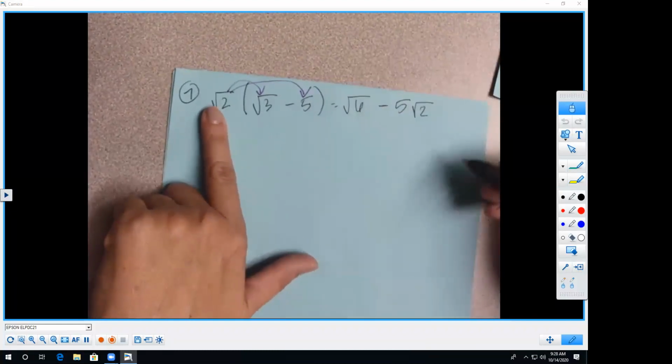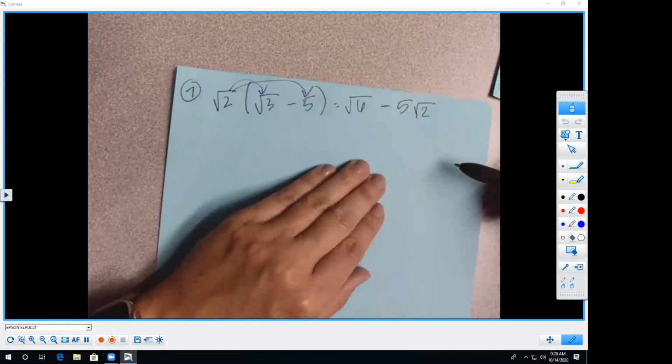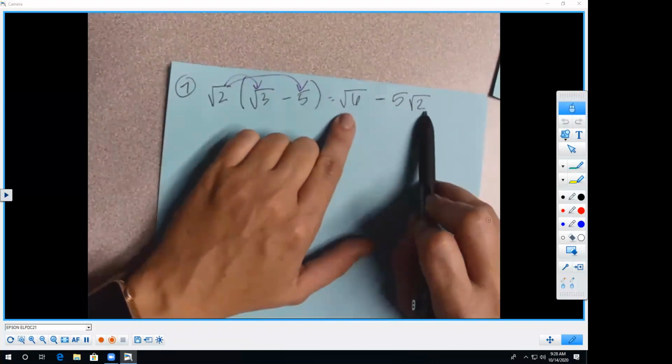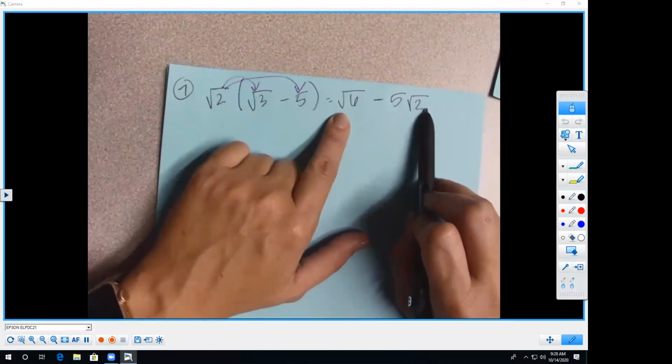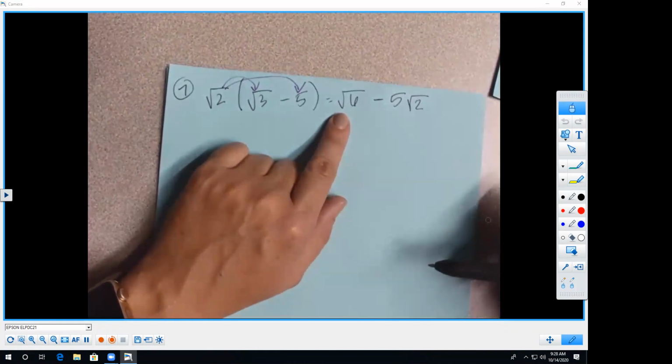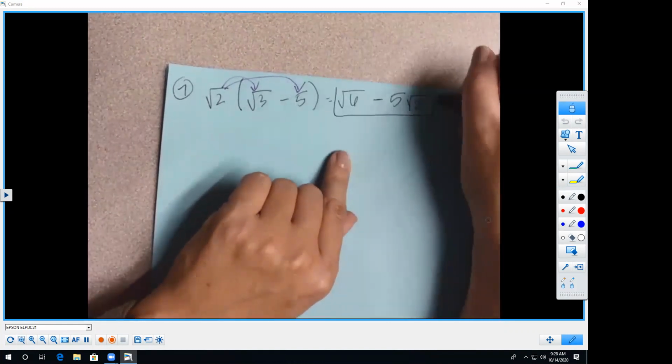Okay, usually at this point we combine like terms. Do I have any like terms to combine? No, because these are 2 different roots. Square root of 6 and square root of 2 I cannot put together. If I broke down 6, I would just get 3 times 2. Do I have anything I can pull out? No. So this is your answer.